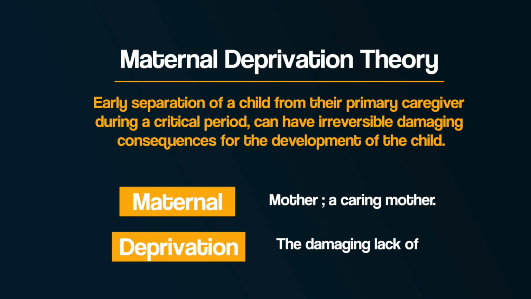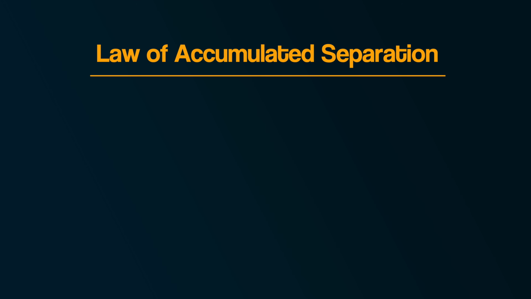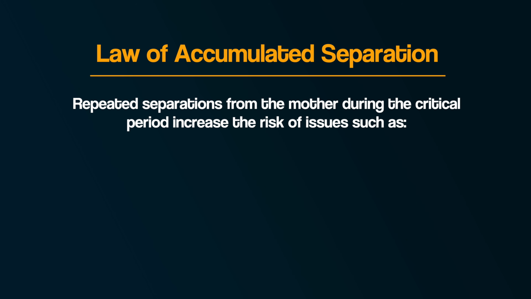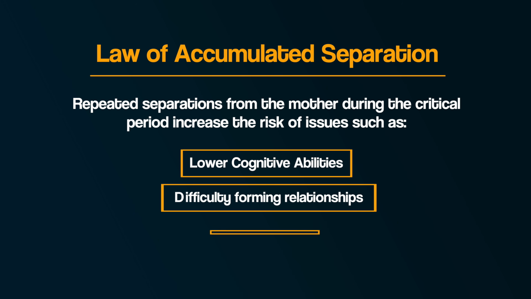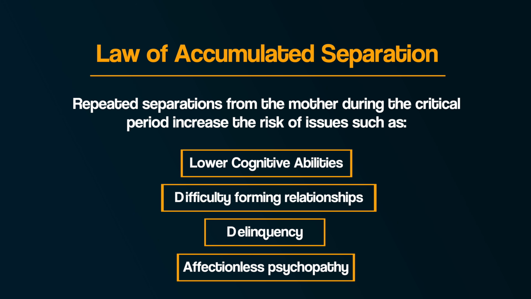Bowlby's maternal deprivation theory proposes that separation from the primary caregiver, especially before 2.5 years and up to age 5, can result in irreversible damage. According to his law of accumulated separation, repeated separations increase the risk of issues such as low cognitive abilities, difficulty forming relationships, delinquency, and affectionless psychopathy.